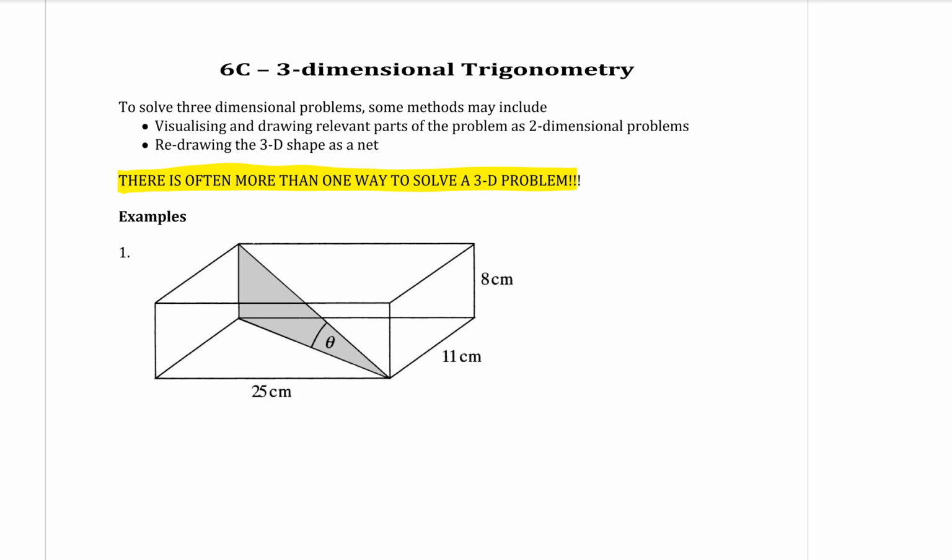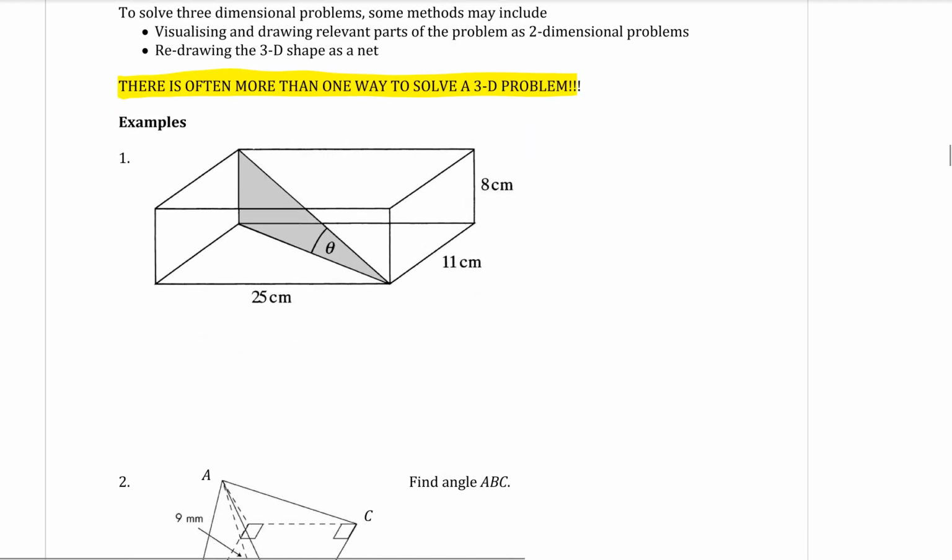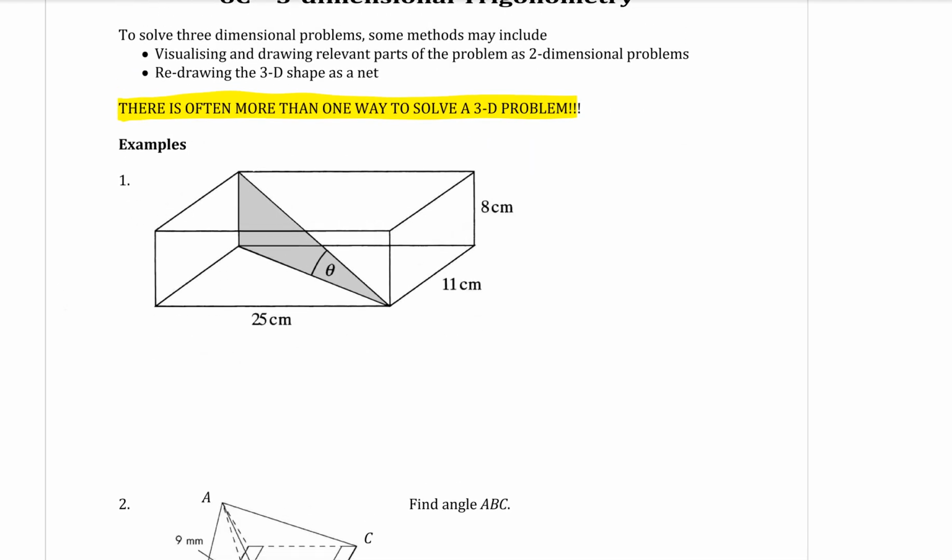Number one, we have a rectangular prism there and we want to find the value of theta. Now, because it is a rectangular prism, even though it doesn't look particularly right angle at the moment, this shape on the bottom is a rectangle. Okay, so it would actually be a right angle in there. And the 25 centimetres, we've got that across the bottom here, and we've got 11 on this side, which means this side here would also be 11.